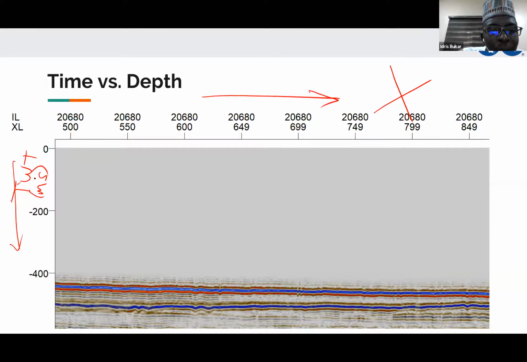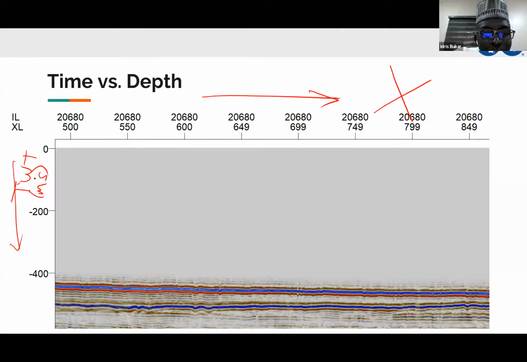Now, of course, since we're talking of time and depth, it probably sounds straightforward that there is a way we can go from time to depth and depth to time. It's just velocity, right? Well, it's simple and not so simple at the same time.